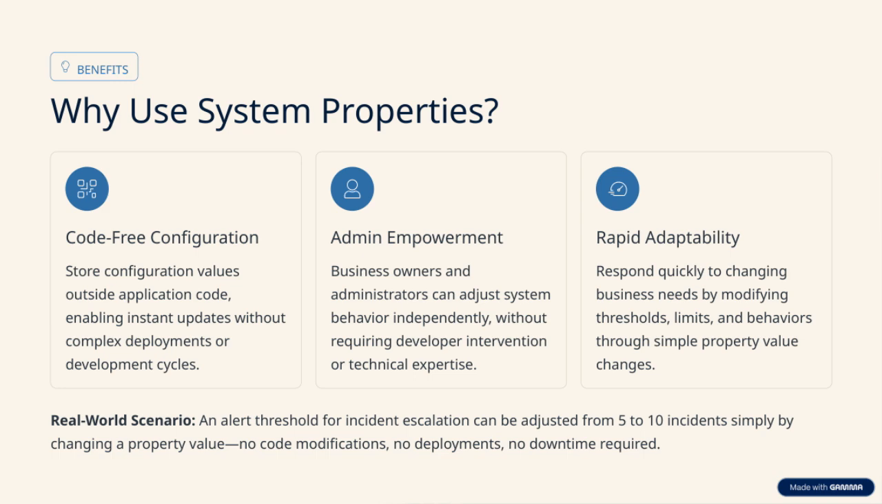Business owners and administrators can make these adjustments on their own without waiting for developers or technical teams. It empowers them to control system behavior directly, making the process faster and more efficient. And the beauty of this approach is that all these configuration values are stored outside of the application code. This means updates are instant and don't require complex deployments or lengthy development cycles. So, why use system properties? Because they give you the benefits of flexibility, control, and speed, making your system more adaptable to your evolving business needs.